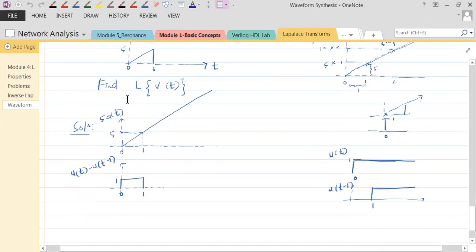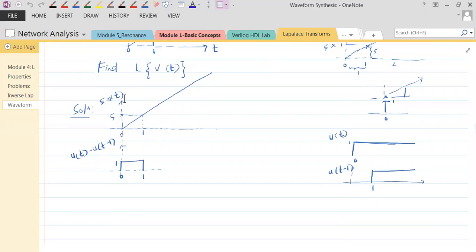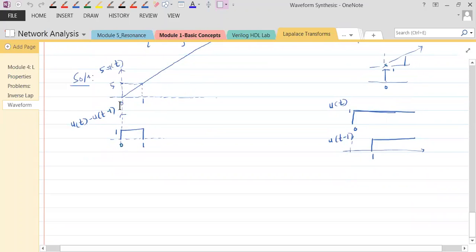Everybody see here. Till now we have seen the operations considering the addition or the subtraction of signals. For the first time, let's multiply the signals. If you multiply these two signals, what's going to happen? What we are doing is 5 r of t into u of t minus u of t minus 1. So if you multiply these two, what would we get?